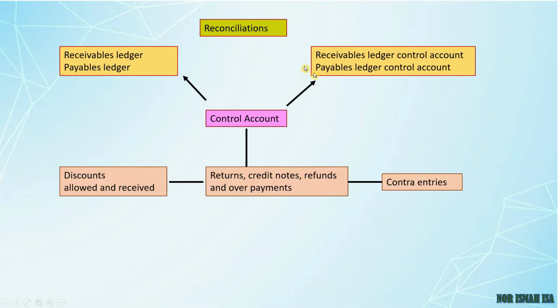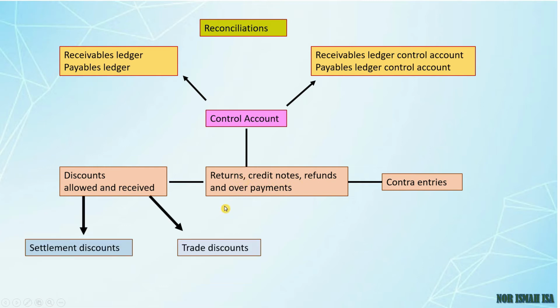So why is there a difference between the receivable ledger and the receivable ledger control account? Because of these things: discount allowed or discount received, sales return, purchase return, credit notes, refund and overpayment, and also the contra entries between the receivable and payable.